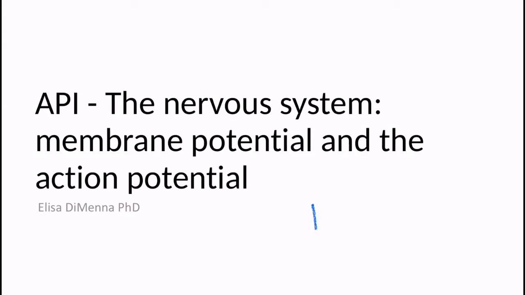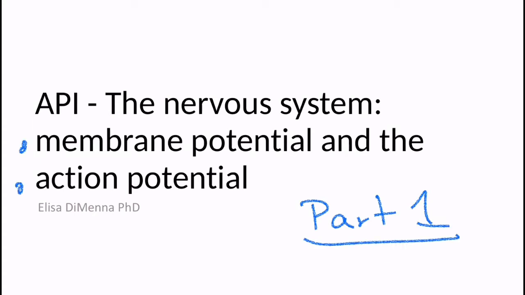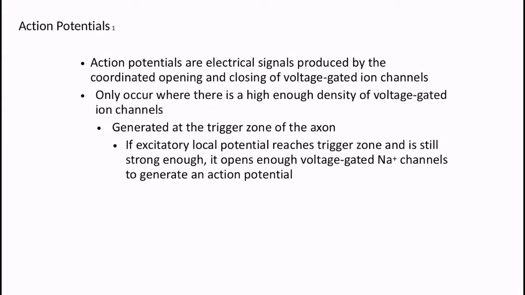So now I wanted to take you on a multi-part journey. This is going to be part one of membrane potential and the action potential. Action potentials are electrical signals, right? These are produced by the opening and closing of specific voltage gated channels in the membrane. Only where we have enough of these voltage gated channels are we going to actually see this signal occur, due to the change in the electric charge and the change of the ion density around it. We call these areas, where we see high concentrations and the start of a propagation, the trigger zone along the axon, right? And so we'll look at where that is.